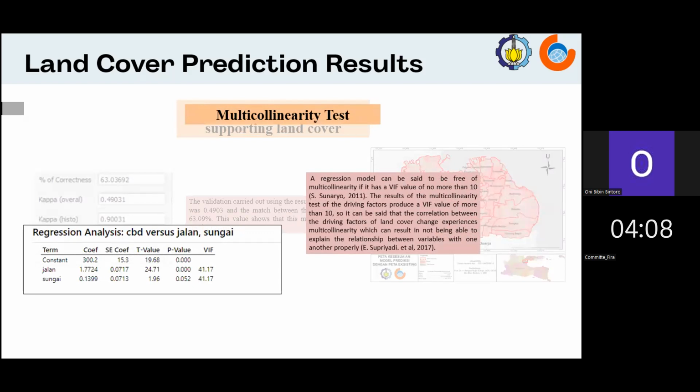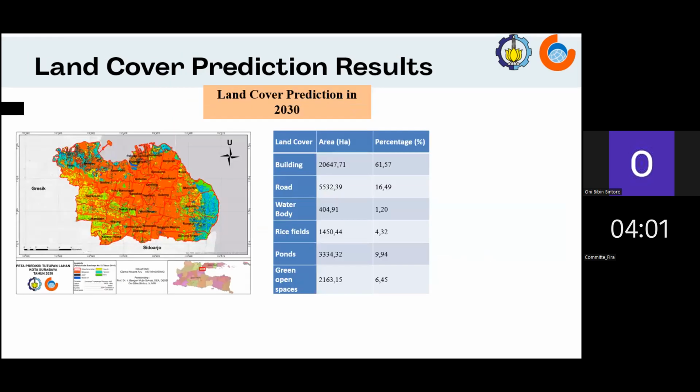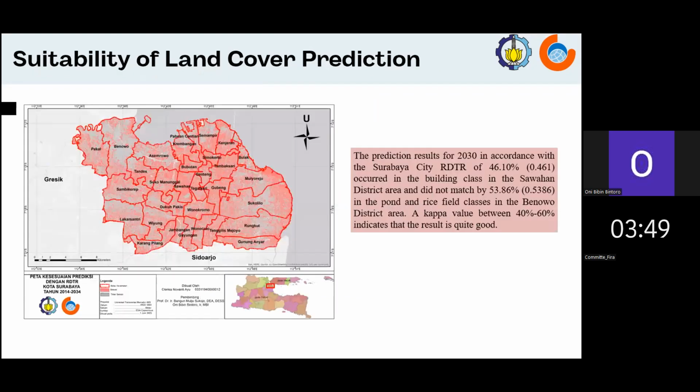Multicollinearity test aggregation model. The land cover prediction in 2030, the area percentage will be 61%, the road 16%. That's the land cover prediction result for 2030. The prediction result for 2030 is in accordance with the Surabaya City RDTR by 46% in the building class in the Sawahan district area, and it didn't match by 53.8% in the pond and rice field classes in the Benowo area.